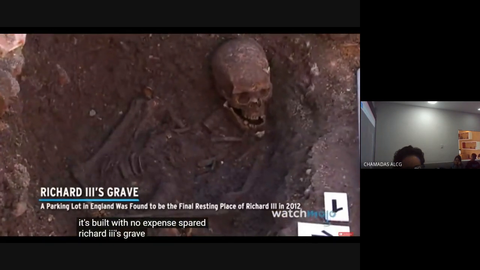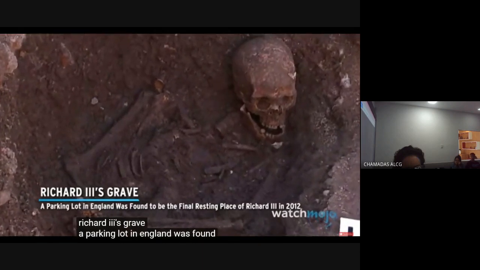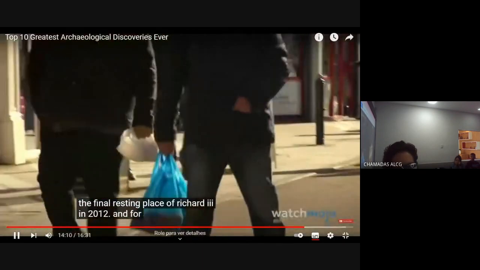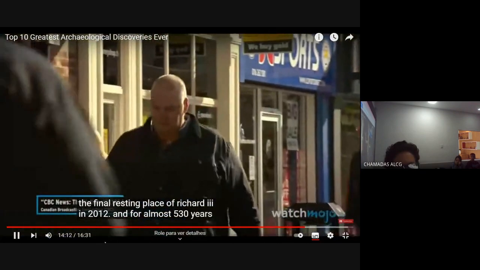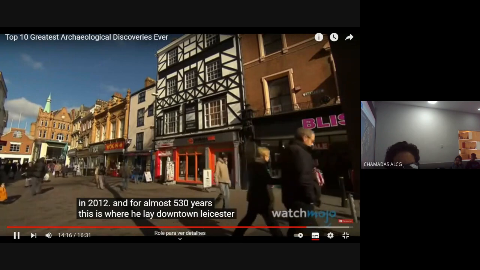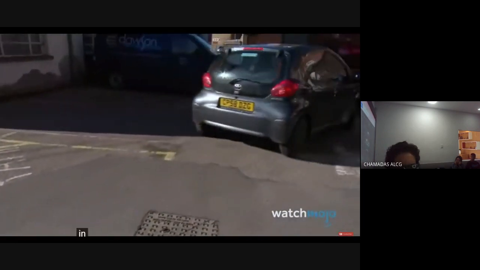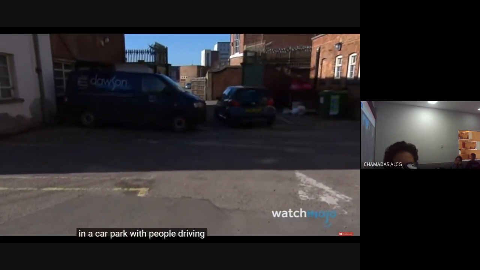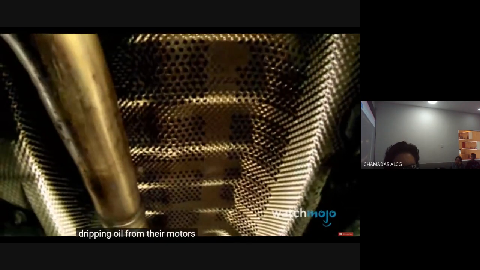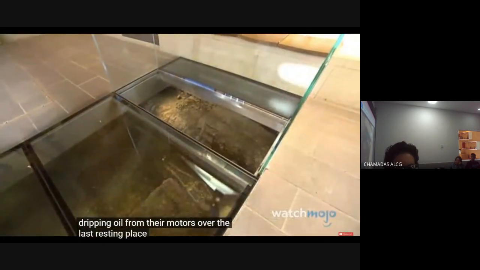Richard III's grave. A parking lot in England was found to be the final resting place of Richard III in 2012. And for almost 530 years, this is where he lay, downtown Leicester. In a car park with people driving over him, parking on him, dripping oil from their motors over the last resting place of the monarch.